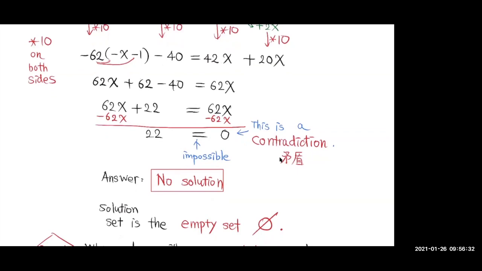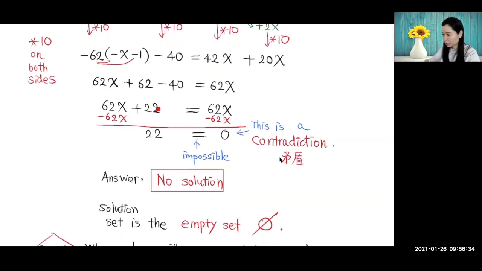So that will cancel, okay? And leaving you with 22 here. Now these two cancel, you get 0. Can 22 equal 0? There are two different numbers. They cannot be equal, okay? So this is impossible. So when you have two different numbers equal to each other, this equation here is a contradiction.